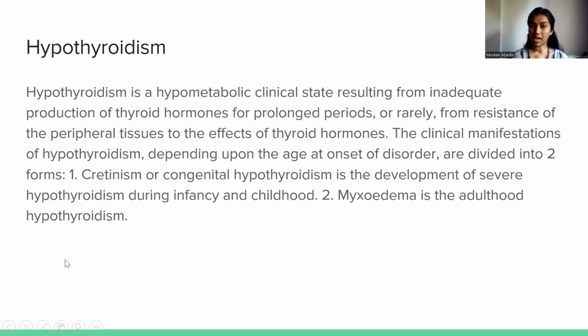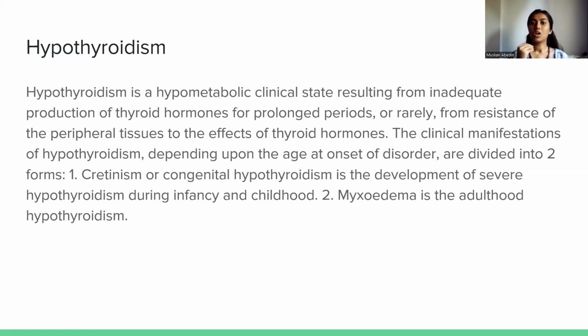So, hypothyroidism. In hypothyroidism, there will be symptoms which are very much different than hyper, because in hyper there is greater release of T3 and T4. Here it is the opposite, there is less release of those hormones. It is a hypometabolic clinical state resulting from inadequate production of thyroid hormones for prolonged periods, or rarely from resistance of the peripheral tissues to the effects of thyroid hormones.